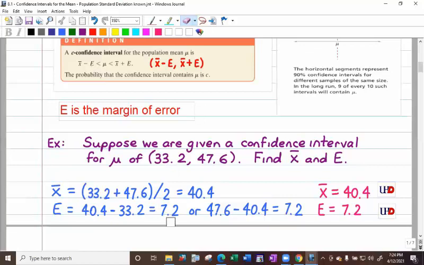You don't need to do this twice. You do it once, you got it. 47.6 minus 40.4. You get 7.2. Another way to do this is, because the entire width of this thing is 2 times E, like I mentioned a minute ago, if you subtract those two numbers and divide by 2, that will also get you the 7.2. Just another way to do it.